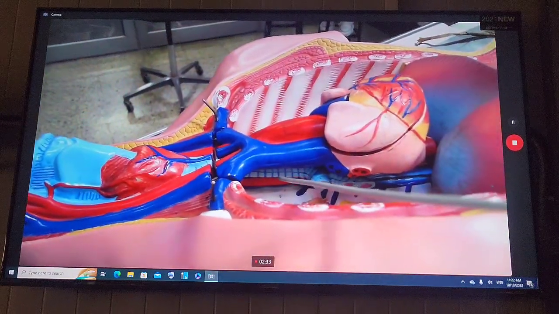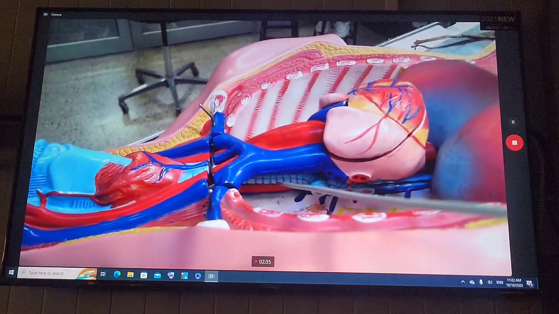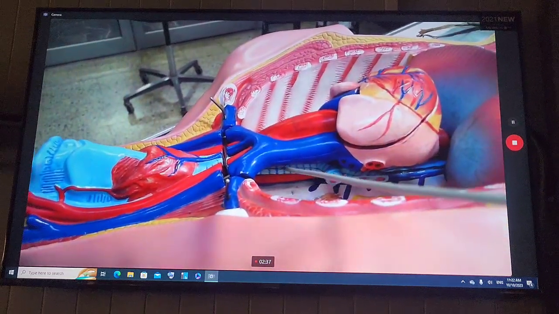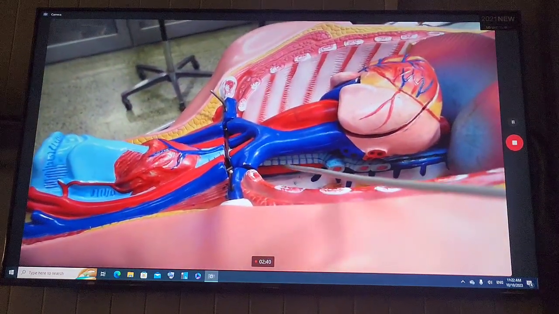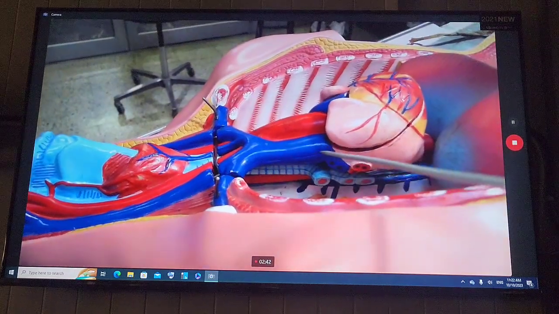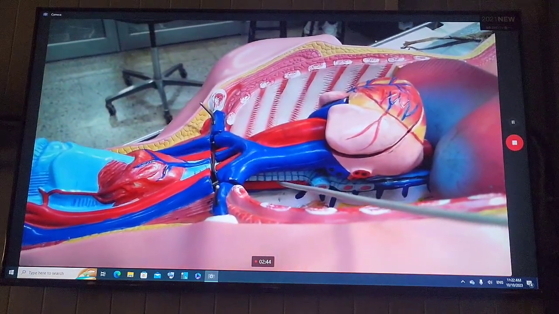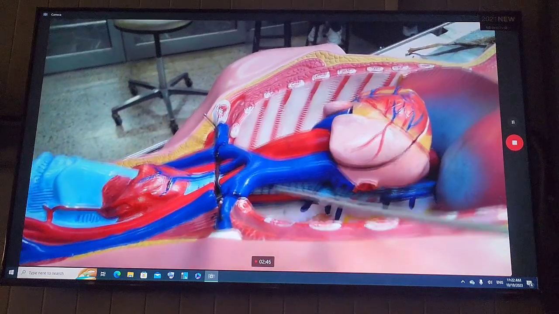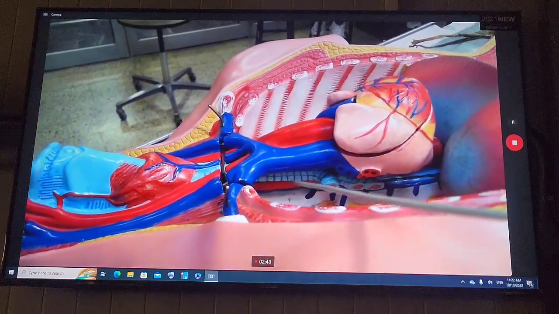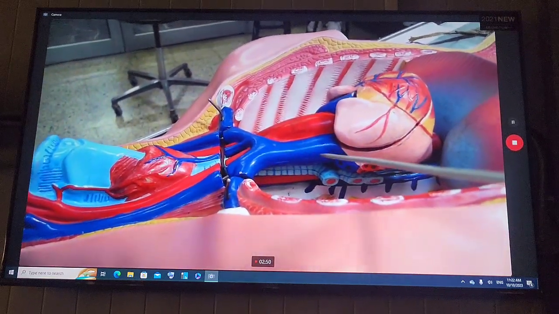Possibly, if the sample was more accurate, you would see a nerve on the trachea, which is the vagus nerve, and a nerve on the superior vena cava. But the sample did not demonstrate that.